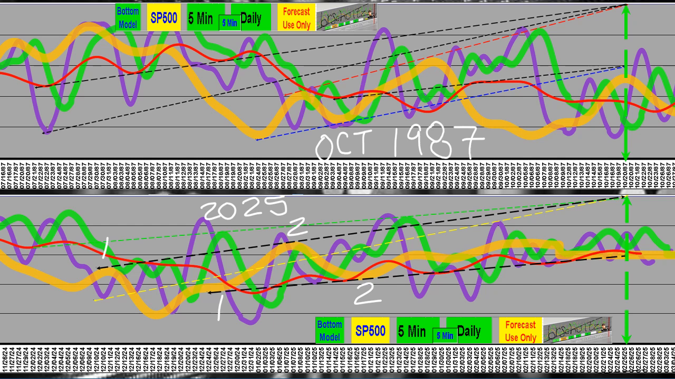That's my kind of penciled-in thought right now.